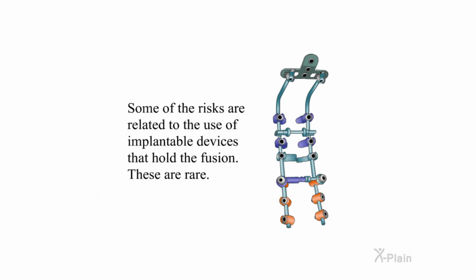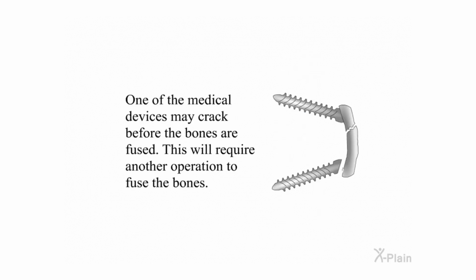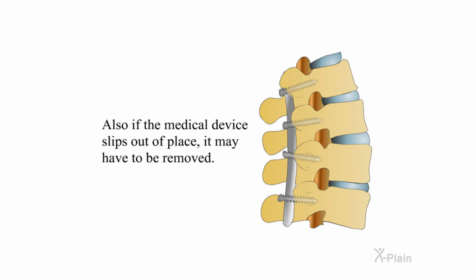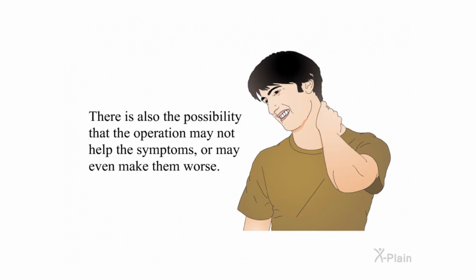Some of the risks are related to the use of implantable devices that hold the fusion. These are rare. One of the medical devices may crack before the bones are fused. This will require another operation to fuse the bones. If the metal device under the skin causes discomfort or stiffness, it may have to be removed. This will require another operation. Also, if the medical device slips out of place, it may have to be removed. There is also the possibility that the operation may not help the symptoms or may even make them worse.